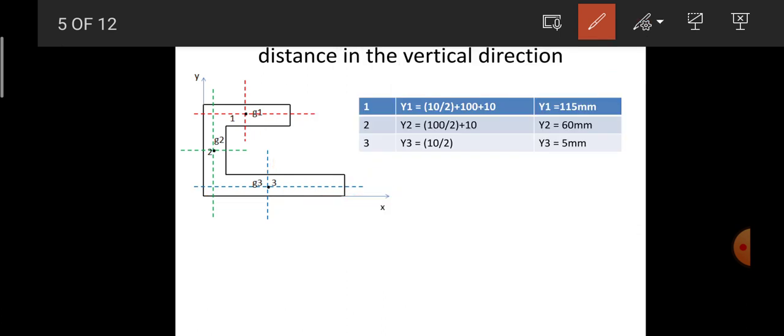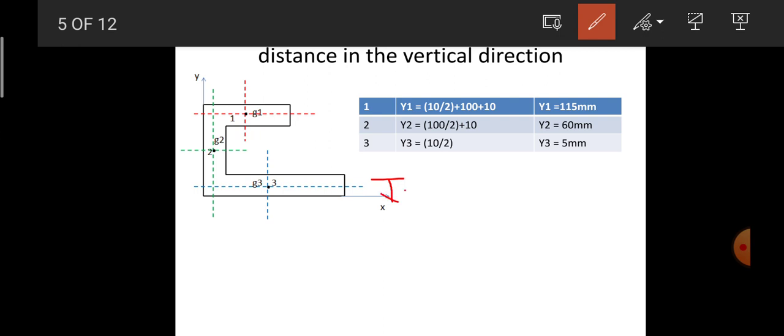So coming on to the next rectangle, it is a second rectangle wherein the depth is equal to half of this overall depth. So overall depth of the web part of the rectangle is 100. So half of that will be 100 by 2, plus this remaining distance, it is equal to 10. So it is 100 by 2 plus 10 comes on to be equal to 50 plus 10, that is equal to 60 mm.